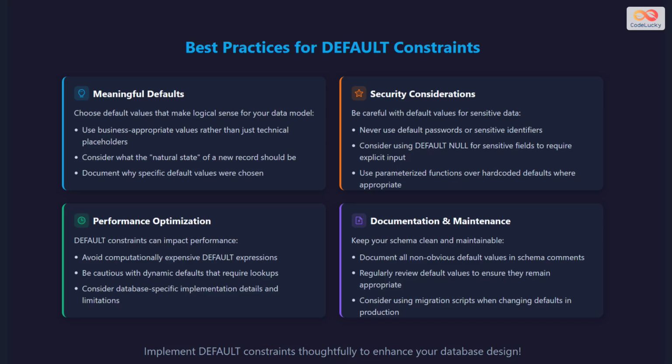Third is performance optimization. Default constraints can impact performance. Avoid computationally expensive default expressions. Be cautious with dynamic defaults that require lookups, and consider database-specific implementation details and limitations. Fourth is documentation and maintenance. Keep your schema clean and maintainable. Document all non-obvious default values in schema comments. Regularly review default values to ensure they remain appropriate, and consider using migration scripts when changing defaults in production. Implement default constraints thoughtfully to enhance your database design.